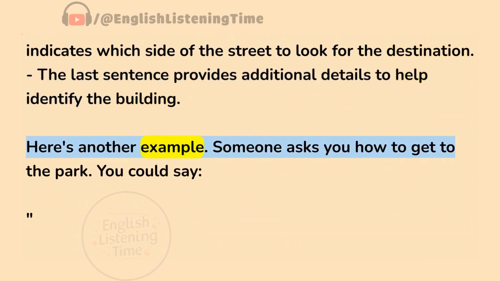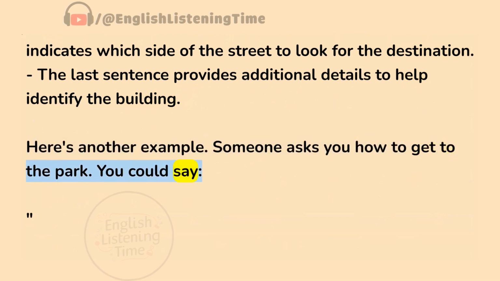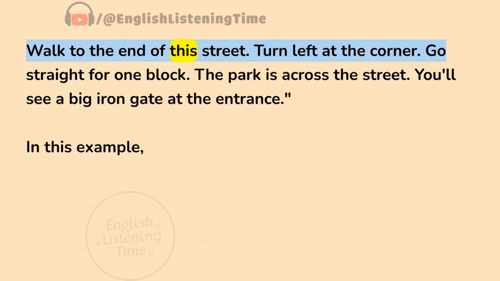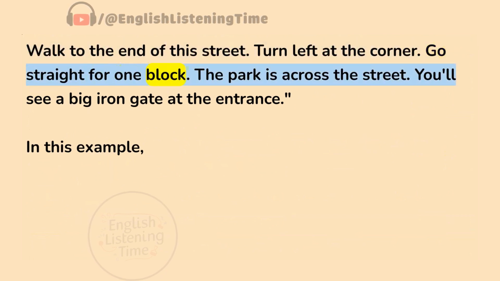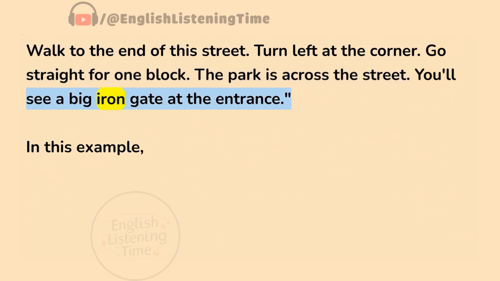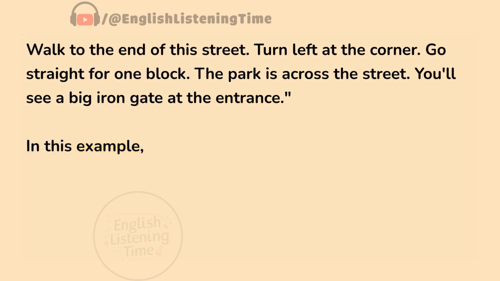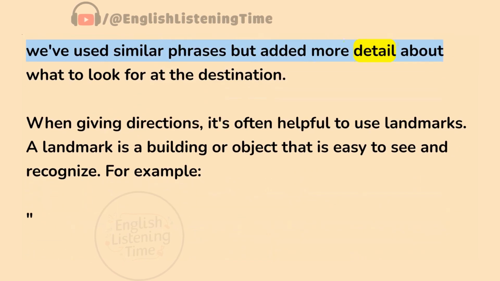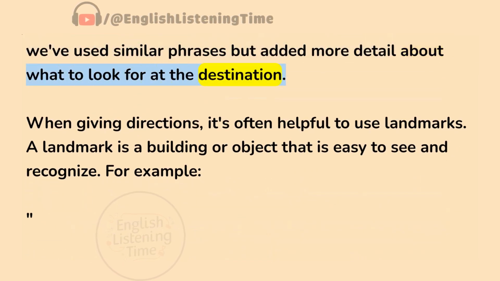Here's another example. Someone asks you how to get to the park. You could say, "Walk to the end of this street. Turn left at the corner. Go straight for 1 block. The park is across the street. You'll see a big iron gate at the entrance." In this example, we've used similar phrases but added more detail about what to look for at the destination.